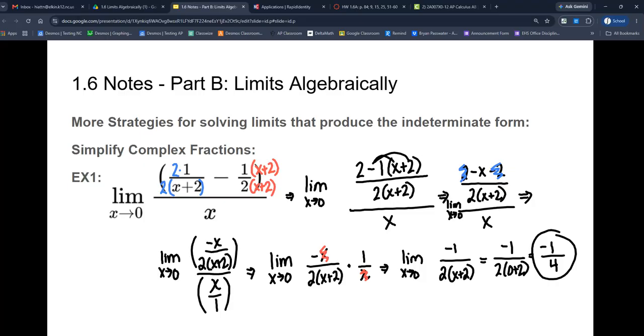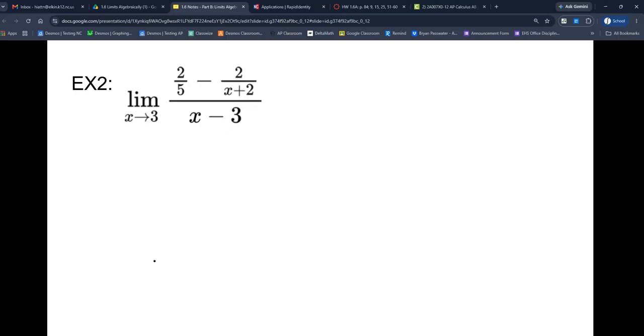Okay, questions? All right. So similar to our warm-up, except for this one, you needed to do the subtraction first, and then you had to flip and multiply on this one here. You guys try this one on your own. I'm going to freeze my screen and work it out up here.